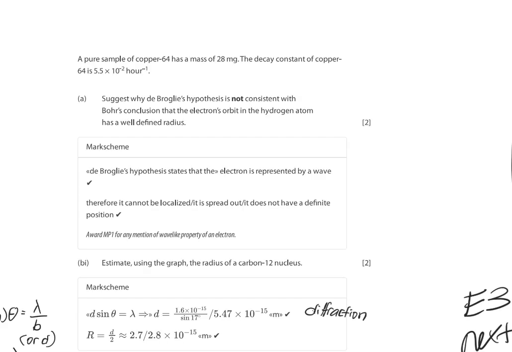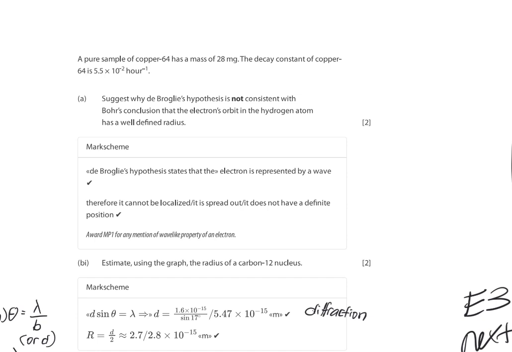They also bring up the mass and decay constant of copper. We haven't talked about decay constant yet because that's an E3 topic. What is de Broglie's hypothesis not consistent with? Bohr's conclusion that the electron orbiting in the hydrogen atom has a well-defined radius. De Broglie's hypothesis says that the electron is a wave, but if it's a wave, it's spread out and not localized. It doesn't have a definite position. So there's a probability density as to where it would probably be, but you can't really pin it down because it's a wave. It does not have a well-defined radius.